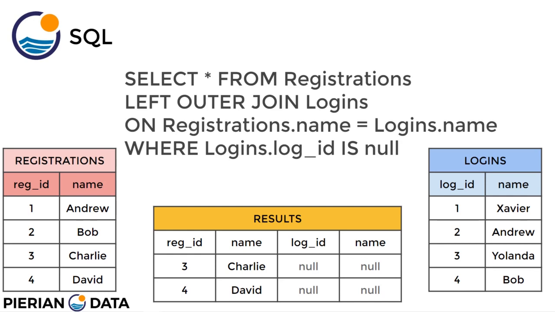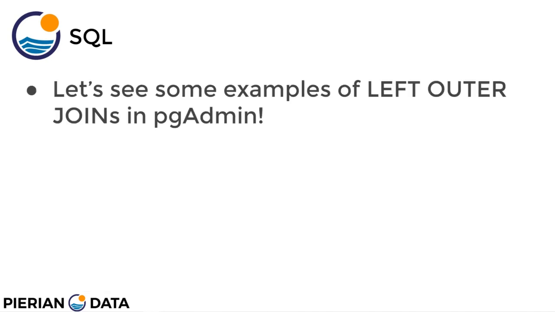So this is a left outer join with an additional specification to only grab rows unique to the left-hand table, that is table A or registrations in this example. So definitely take your time with these and feel free to watch this video a couple more times. Sometimes it takes students just a couple of times of watching this video to truly get the understanding of a left outer join. This is the most complicated join because it is a non-symmetrical join. So let's see some examples of a left outer join in pgAdmin.